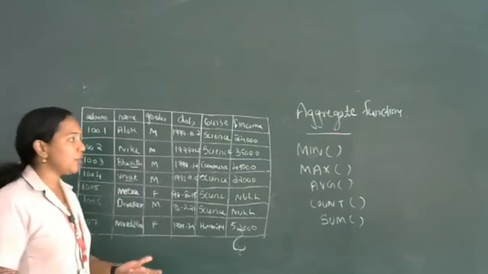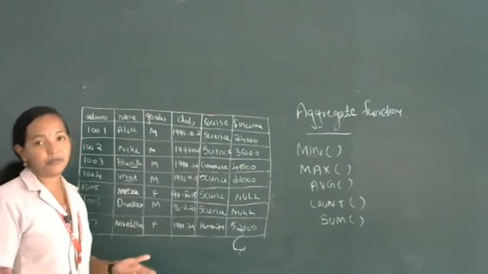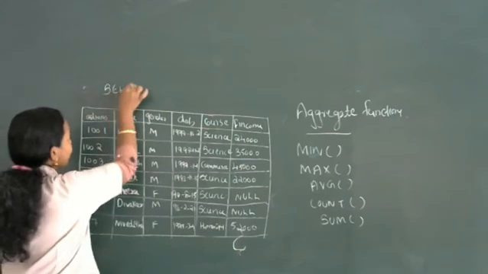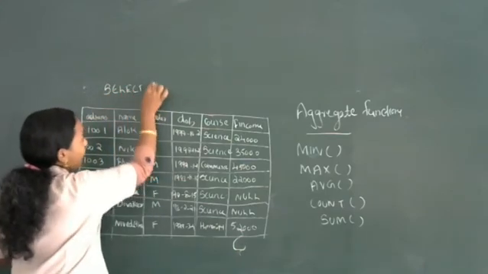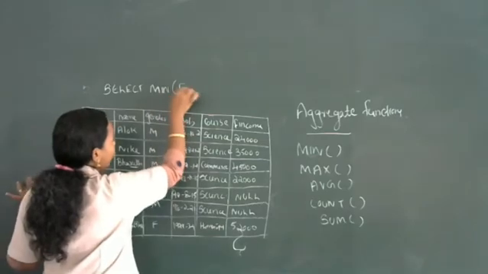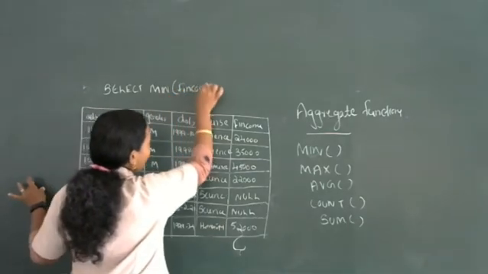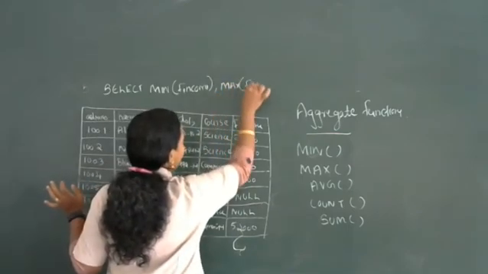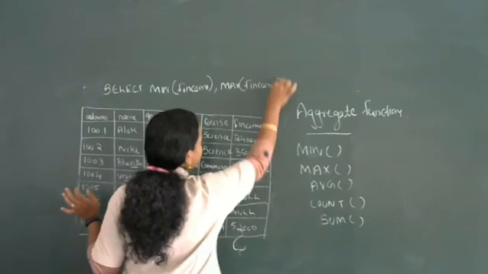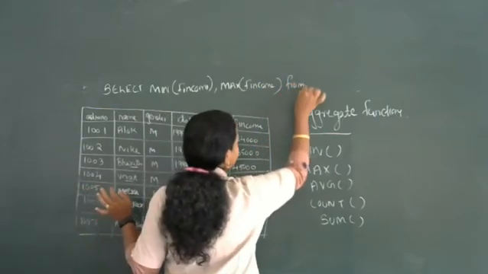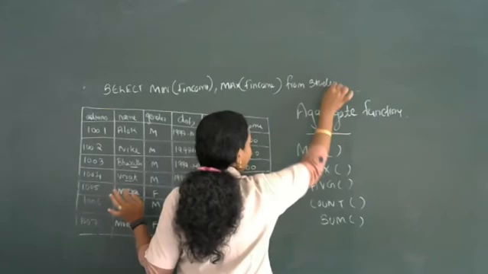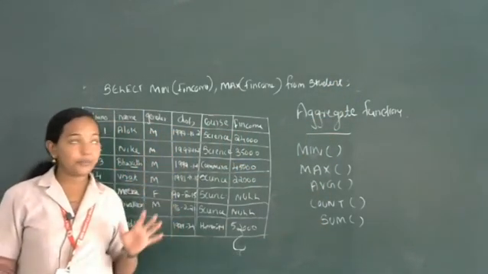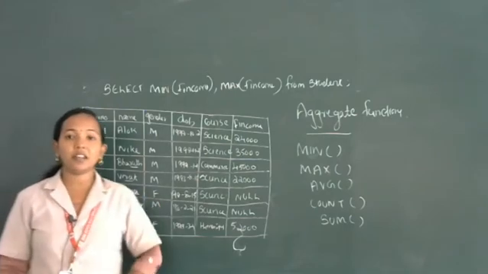Suppose I want to find out the minimum and maximum family income. How will I display it? We can write like this: select min of F income, comma, max of F income from student. So, select min of F income, comma, max of F income from student.